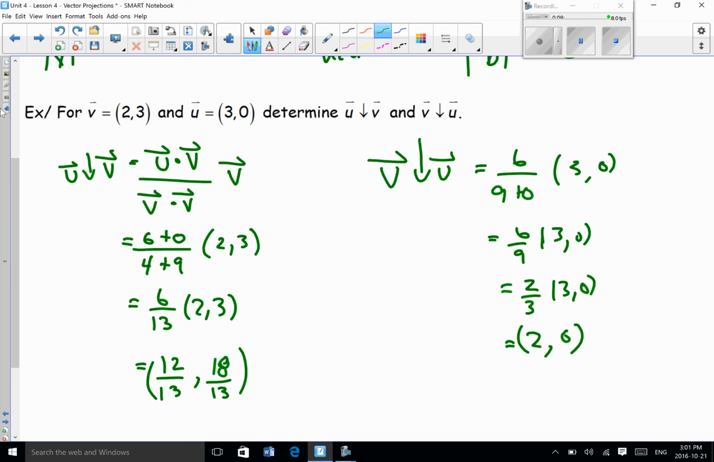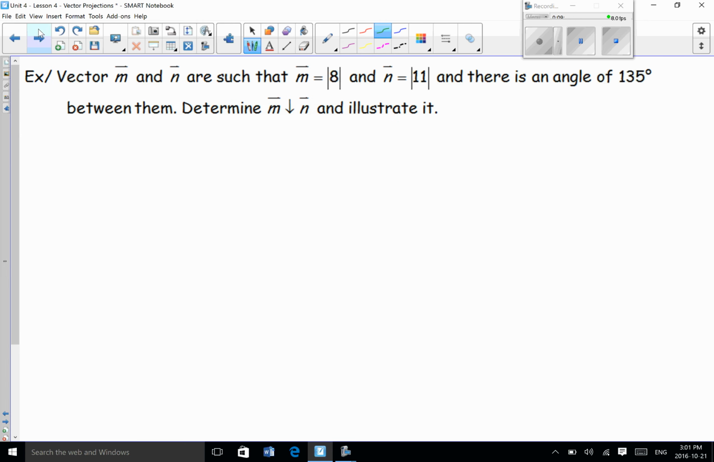Okay, some applications. How can we actually work with this stuff? So let's take a look at example number 3. We've got two vectors with magnitudes: the magnitude of m is 8 and of n is 11, and we know there's an angle of 135 between them. We want to determine m onto n, and we want to illustrate that.